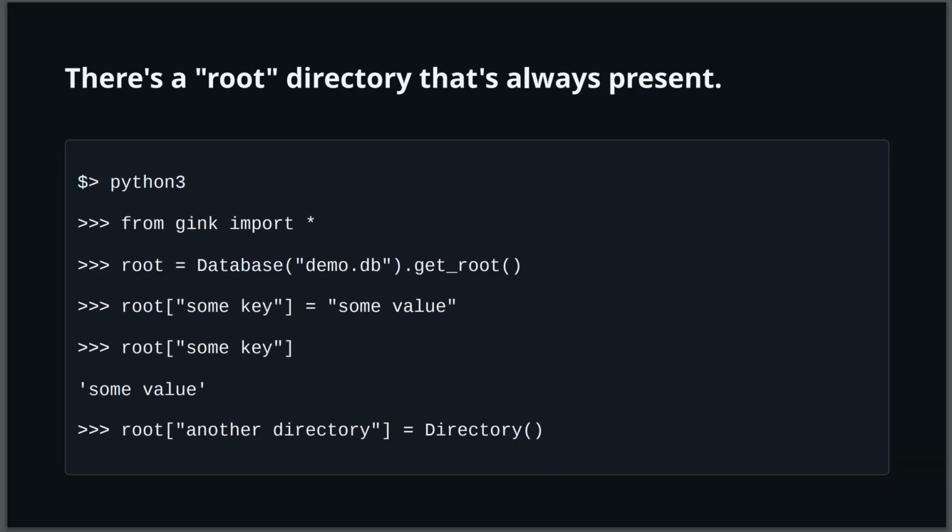So there's a root directory that's always present. This is useful so that when you create directories or other data structures, you can get to them next time you open a database. So here again, it's a directory just like we've been talking about. Some key goes to some value, or you can link to a directory that you've created.